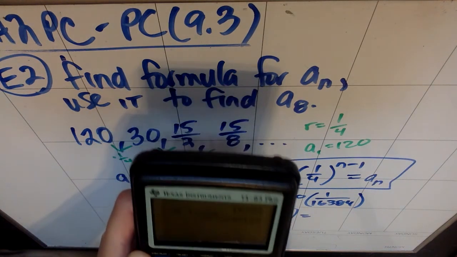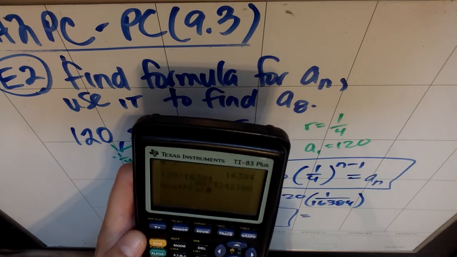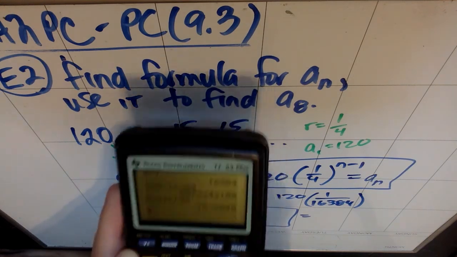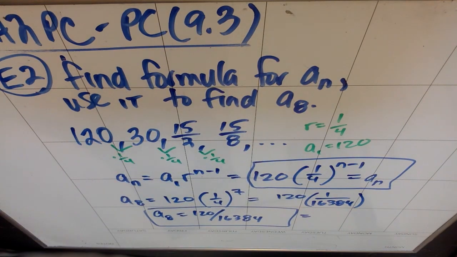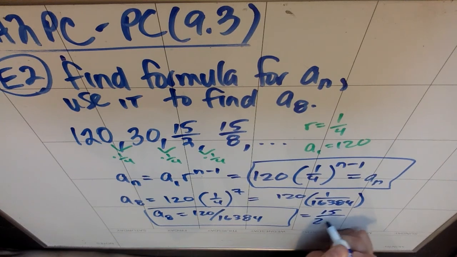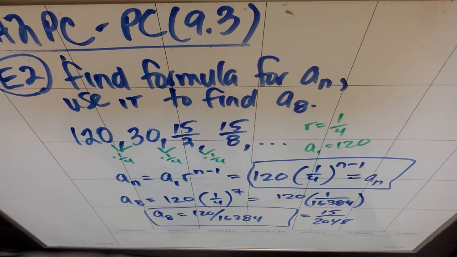And you can get a decimal. And if you hit math and then frac, it'll turn it into the lowest terms fraction for you, which is 15 over 2048. So anyway, that's my a sub 8, right? 15 over 2048. All right, cool. We're going to keep doing some other examples now.